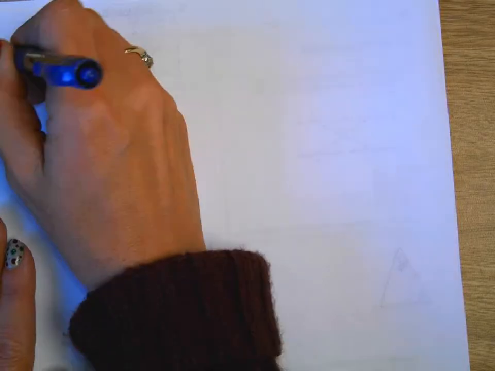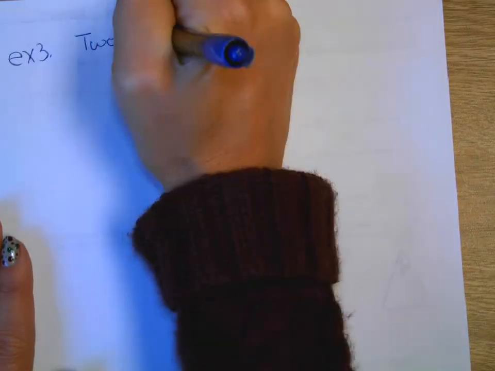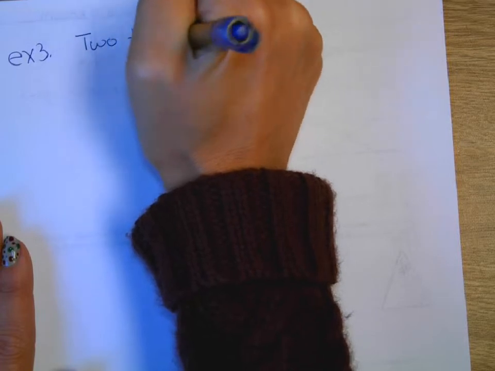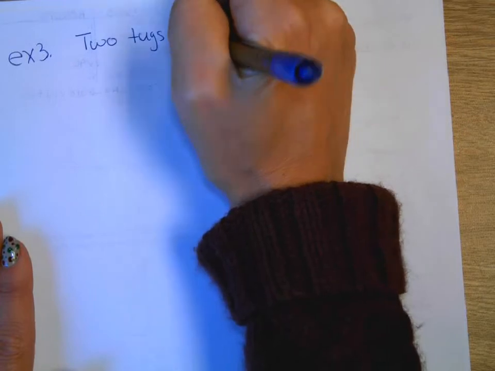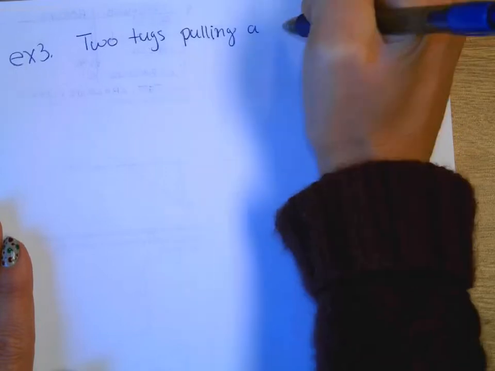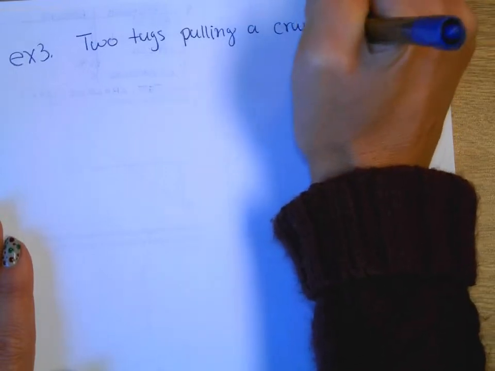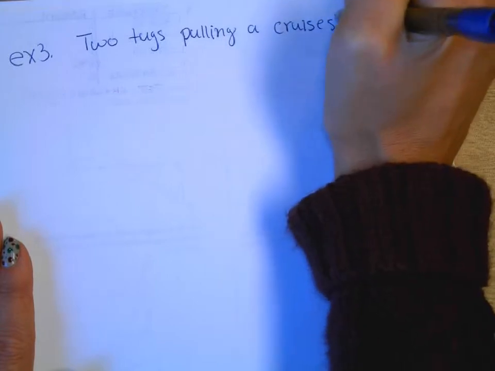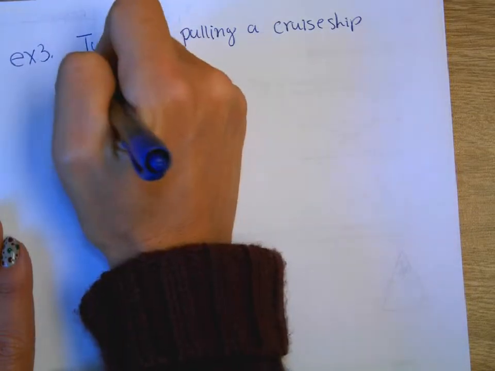Example 3. 2 tugboats are pulling in a disabled speedboat. I don't think you need 2 tugboats for one speedboat. Maybe it's a great, big yacht kind of speedboat. Sorry. We don't mean to burst your bubble. Pulling a cruise ship. How's that? Cruise ship. I don't even know if I spelled that right.